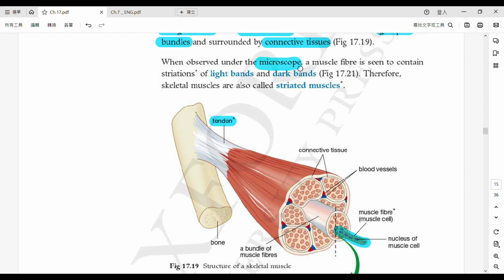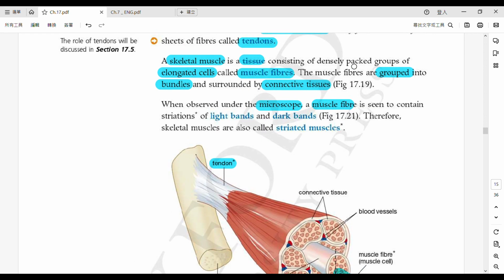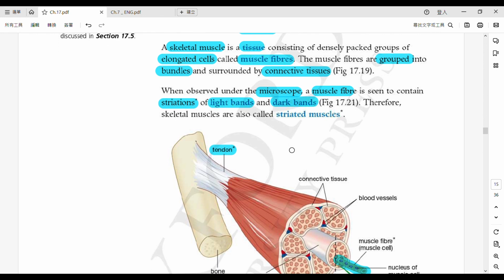One last thing about this one is a bit extra, 有啲額外嘅啦。So when we look under the microscope, when we look at the muscle fiber, 當我哋睇一個肌肉纖維嗰陣時啦 we can see striations. 自己去讀一讀啦 striations. So striations means 一間間嘅，分開嘅。Alright, so you can see striations of light bands and dark bands. Bands 即係代表一條條條紋啦。And light means lighter color, 淺色少少嘅啦。Dark means darker color, 深色少少嘅。So you can see these striations.